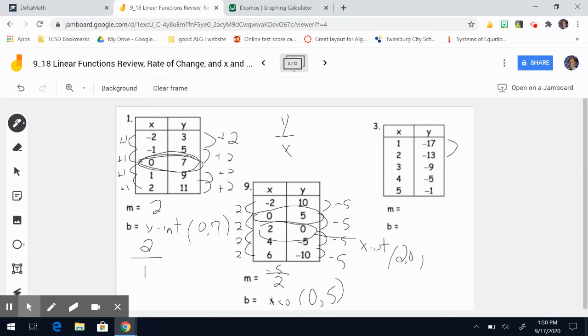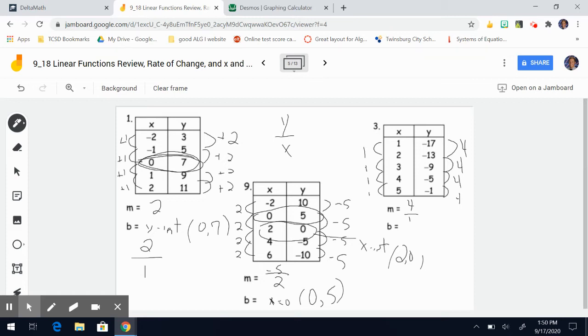-17 to -13 is a positive 4 jump. -13 to -9 is a positive 4 jump. That's a positive 4 jump, positive 4 jump. So my change of y's right now on top is 4. If I go 1 to 2, that's 1. 2 to 3, that's 1. 3 to 4 is 1. 4 to 5 is 1. So now we have our constant rate of change is positive 4.